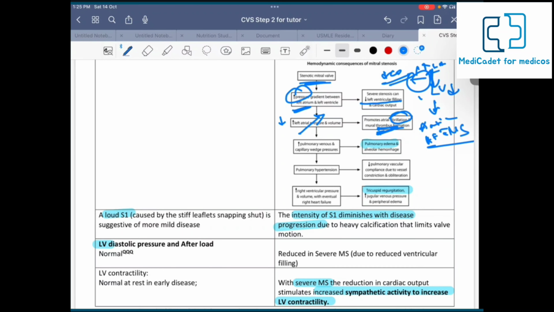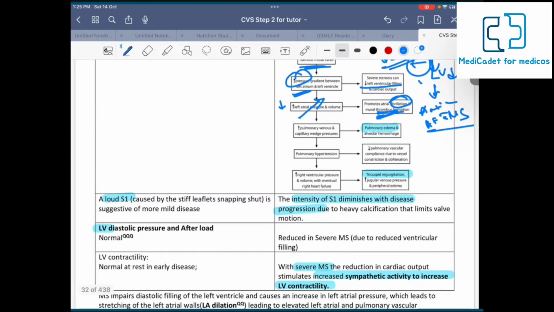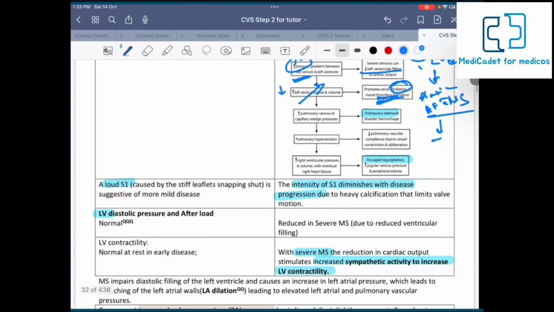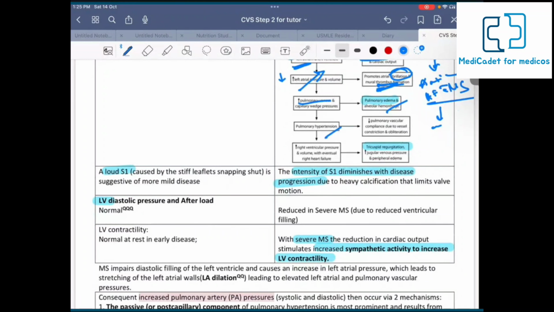Okay, there's no need of going to CHADVAS score in these cases. If you see AF because of an MS, you have to give anticoagulants. No need to check the CHADVAS score. Next is the pulmonary venous congestion, pulmonary edema, which we mentioned already, pulmonary hypertension.